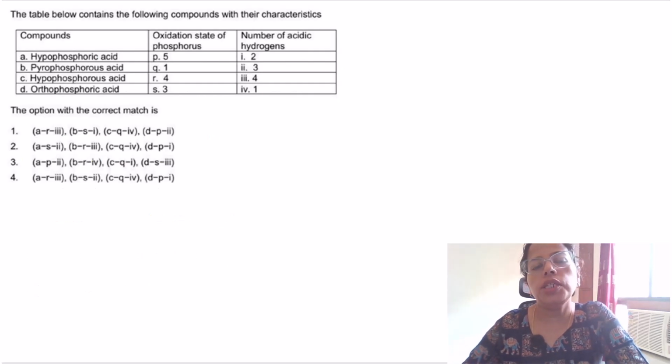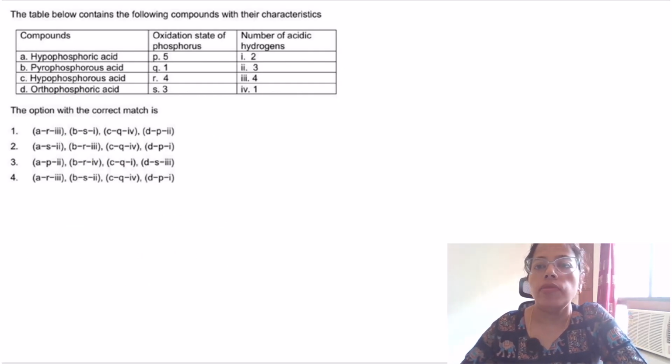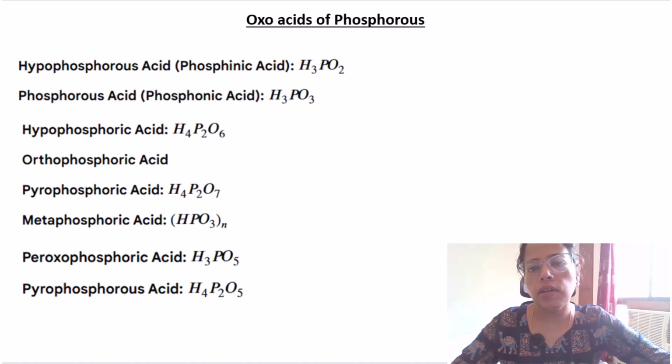So in today's question, we have to compare various oxoacids of phosphorus, their oxidation state and the number of acidic hydrogens. So before we solve this question, I want you to make a note of certain things regarding the oxoacids of phosphorus. So here you can see a few important oxoacids of phosphorus that I have enlisted.